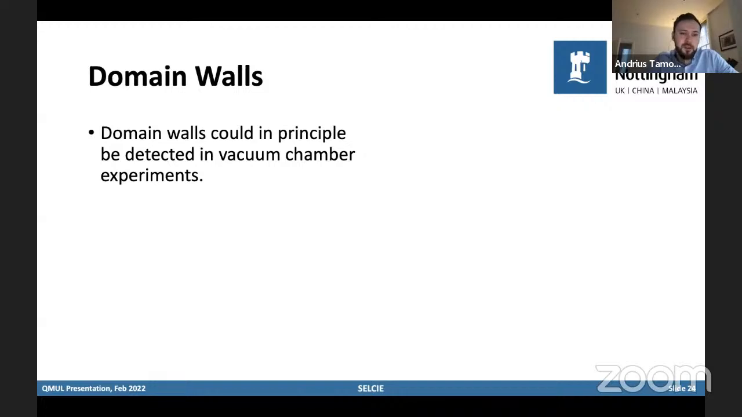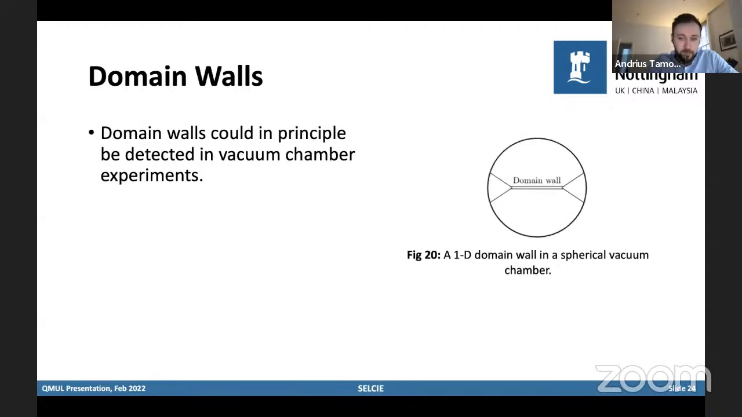So domain walls could in principle be detected in vacuum chamber experiments or even cosmologically. So what does it look like? Well, let's say we have a vacuum chamber. In principle, we could use this model to pin a domain wall between, let's say, the two different walls in the vacuum chamber. So you would start with some density, you would slowly reduce the density, and in principle, if obviously the symmetron exists, then you would get this type of phenomenology of a domain wall appearing and pinning to the two sides of the wall.